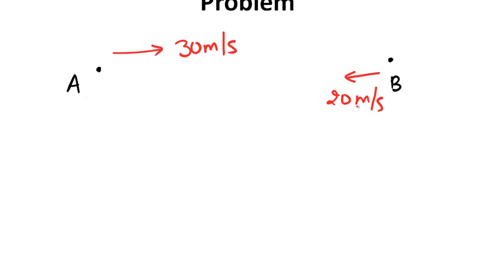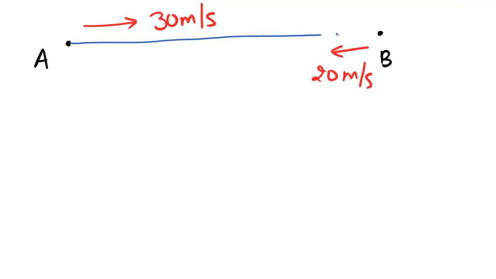Alright, so the problem is pretty simple. It says a body starts from point A, goes to point B. It travels with 30 meters per second, but from B it comes back with 20 meters per second. What is the average speed of this motion? Before we do anything, we can directly say the average velocity of this motion would be 0, because displacement is 0. It's going like this and then coming back, so net displacement is 0, average velocity is 0.